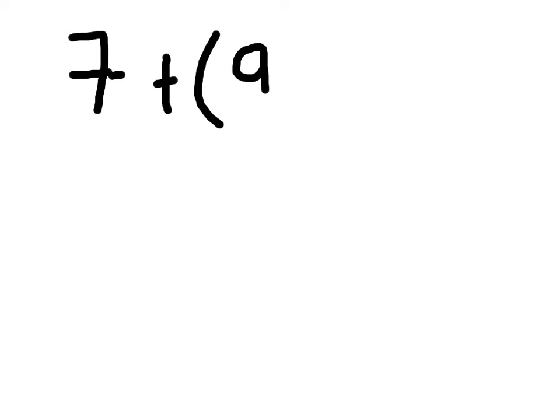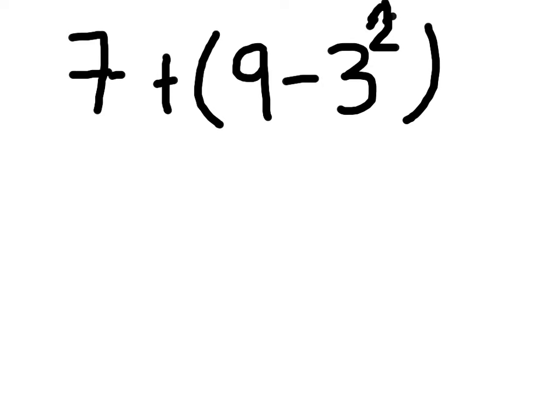So we have, go ahead, read it. 7 plus open paren 9 minus 3 to the second power, close paren. So what do we need to do first? We need to do the open paren. Okay, 7 plus, oh, that's on the outside. 7 plus open paren 9 minus 3 squared.